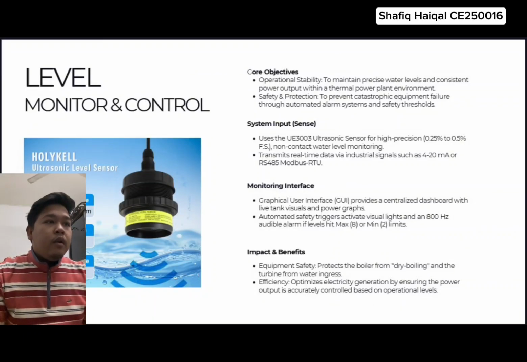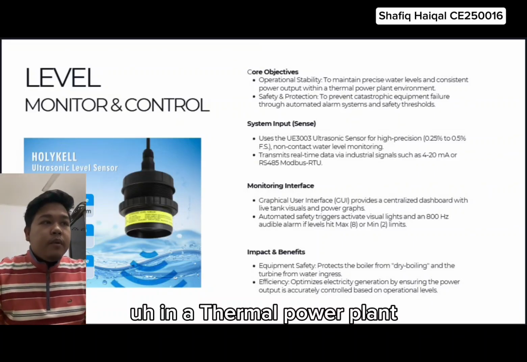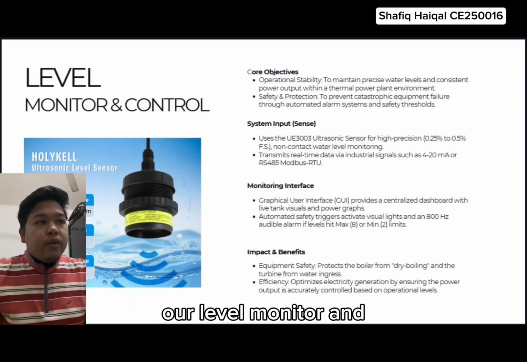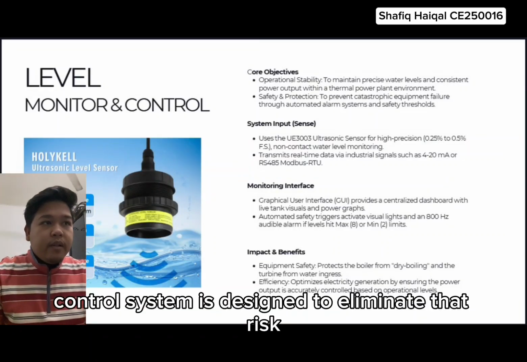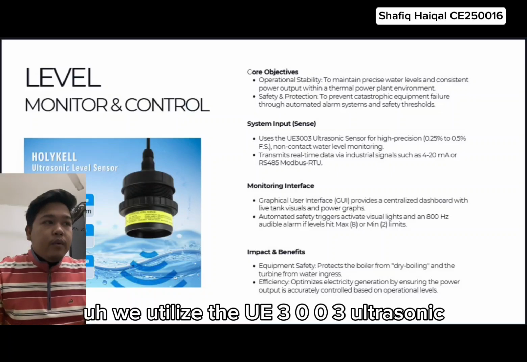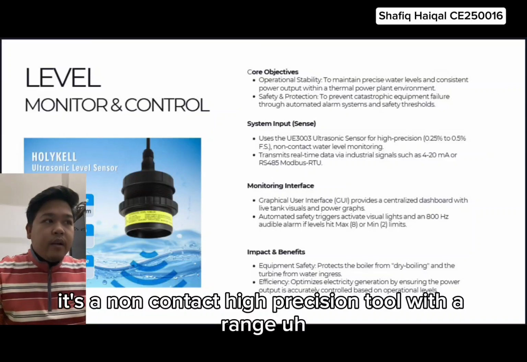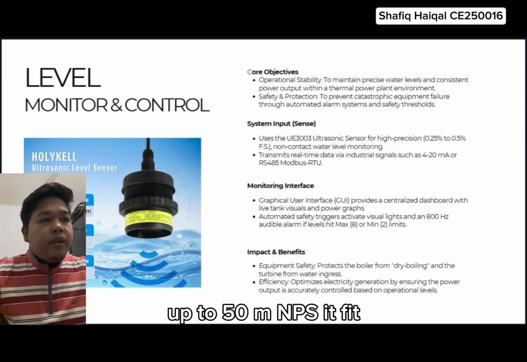In a thermal power plant, a single level error can lead to equipment failure. Our level monitor and control system is designed to eliminate that risk. We utilize the UE3003 ultrasonic sensor. It's a non-contact high precision tool with a range up to 50 meters.